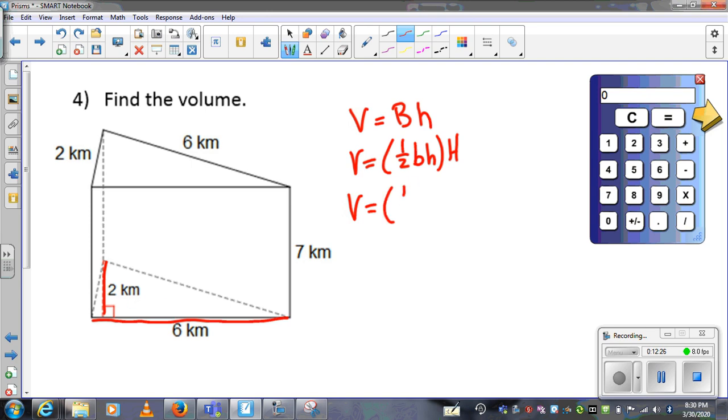So I have 1/2 times 6 times 2. Now I have to multiply it by how tall my prism is, and that is by 7. So let's see. Volume is equal to, I might be able to do some of this in my head.